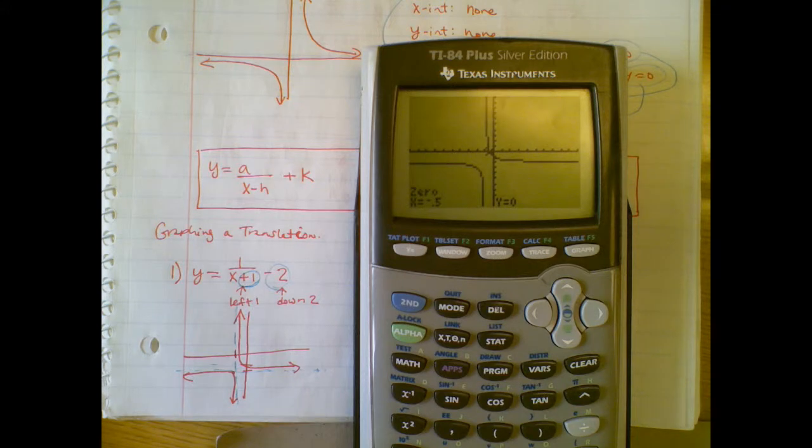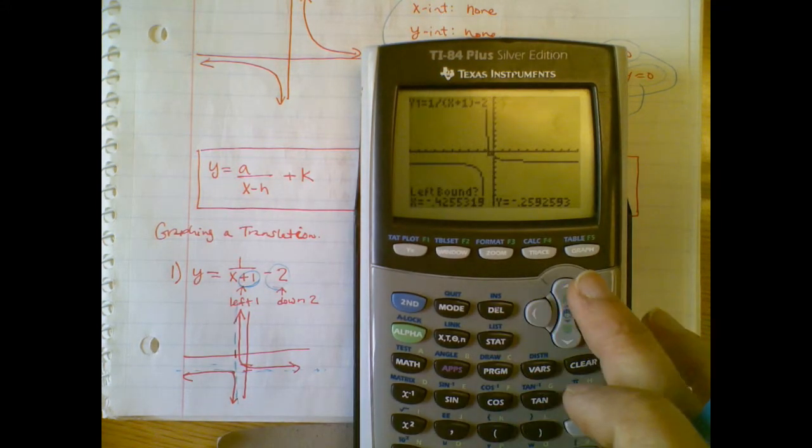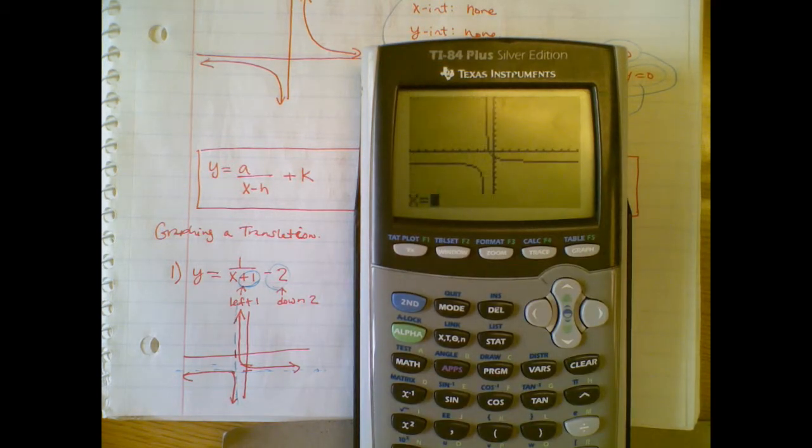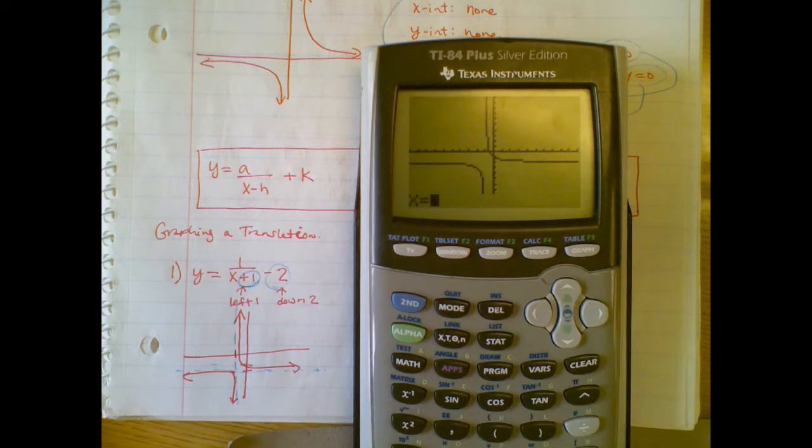And then to find our y-intercept, we're going to go to second trace, and go to value. When x equals 0, what does our y value equal? So our y-intercept is going to be -1. And again, under second trace, just go to value, always type in 0 for the x, and see what your y value is.